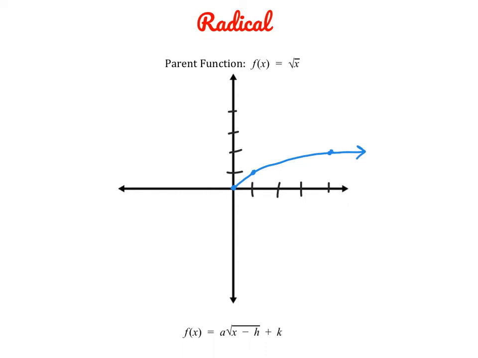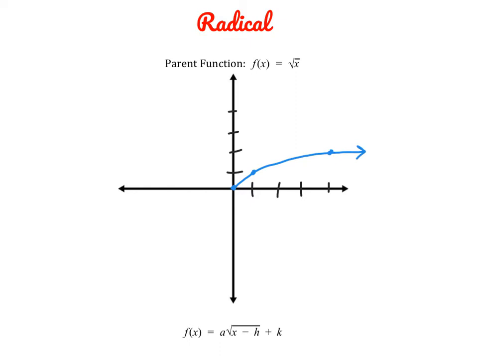One thing I do want to point out is that you can't take the square root of a negative number, so there is a domain restriction here. Another thing I want to point out is that the square root of a positive number will never be negative, so there's also a range restriction. So this is the parent function for our radical function family. I do want to point out that there is no asymptote. It's not approaching a number but not quite getting there. It's simply just stopping there.